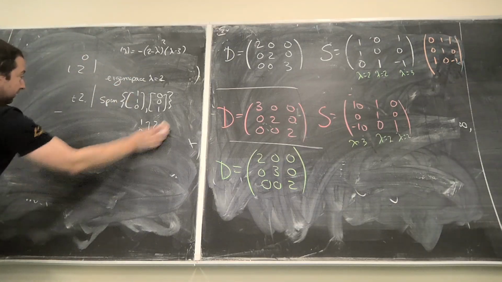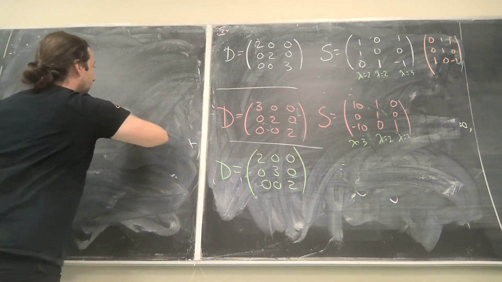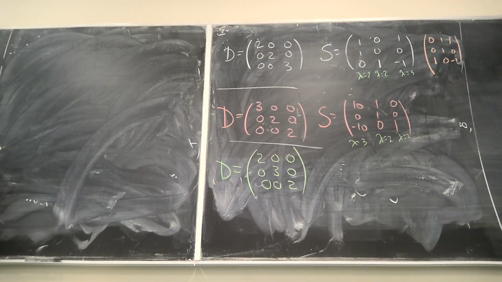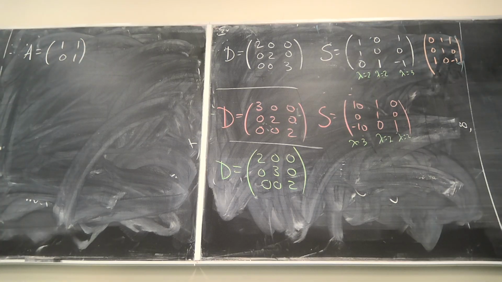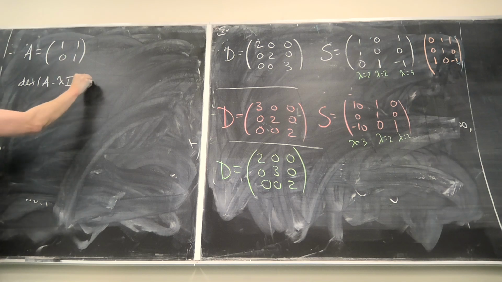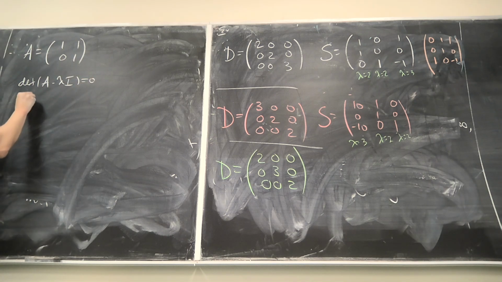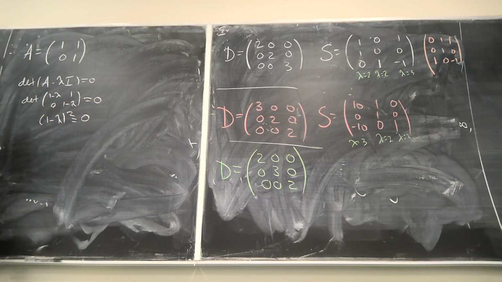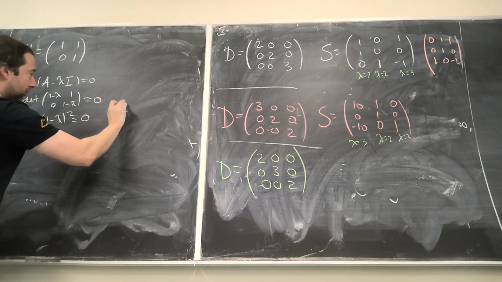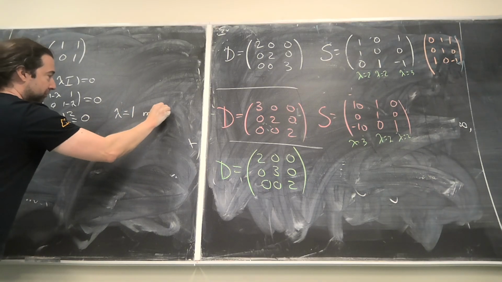All right, so let me show you an example of where this doesn't work. And then we'll talk about why. And then next time we'll talk about applying this idea. So if I give you the matrix A is equal to 1, 1, 0, 1. We've done this example a couple of times already. And you calculate the eigenvalues of this. So you write down the determinant of A minus lambda I is equal to 0, which gets you the determinant of 1 minus lambda, 1, 0, 1 minus lambda is equal to 0, which is the same thing as 1 minus lambda squared is equal to 0. Lambda is equal to 1 with multiplicity 2.